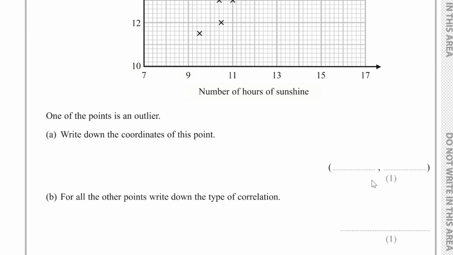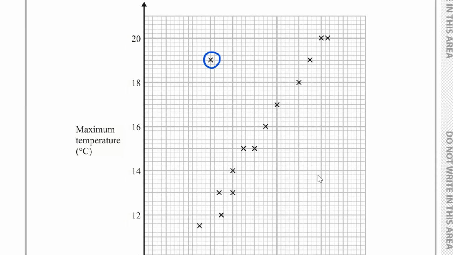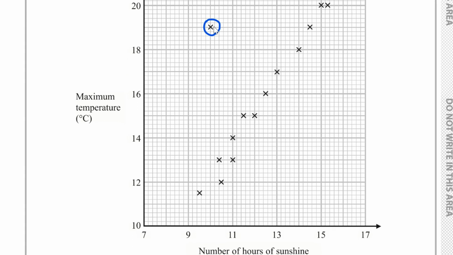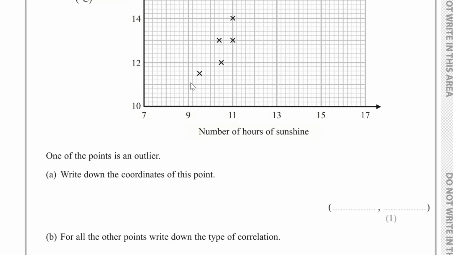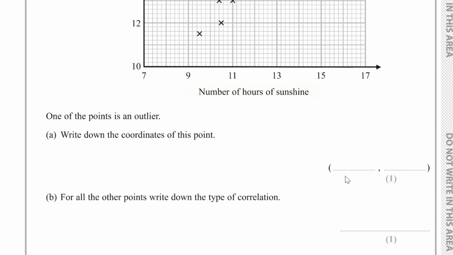So the coordinates of that point, well, we are going 10 across and 19 up. So the coordinates of this point are 10, 19.